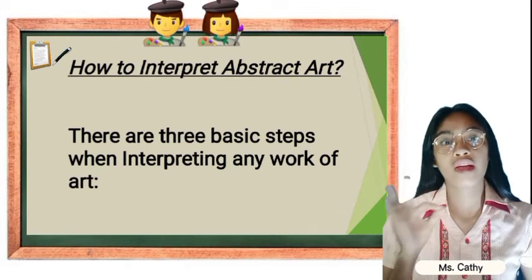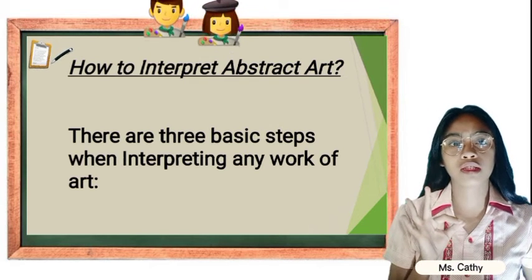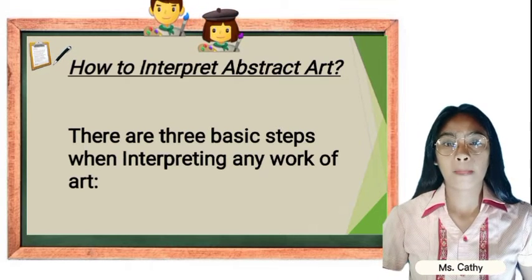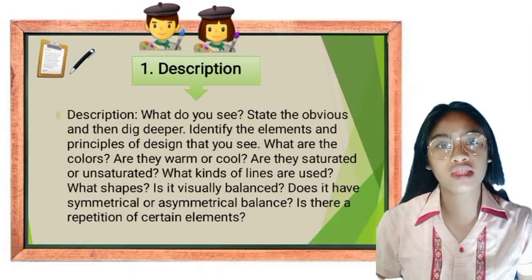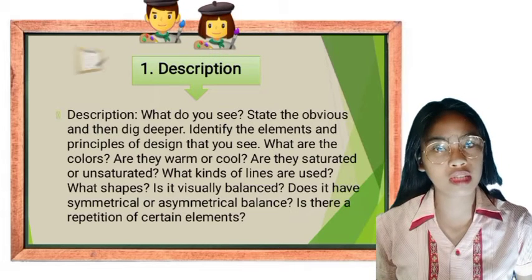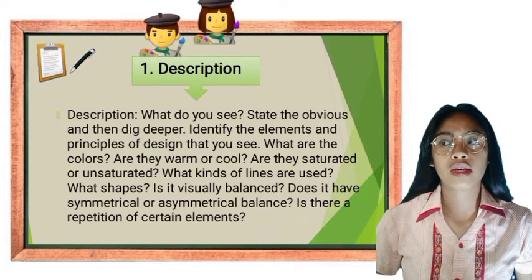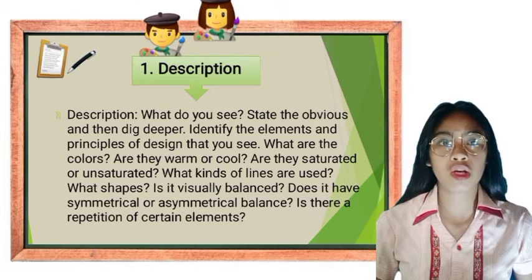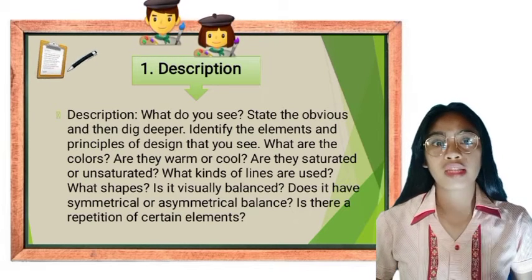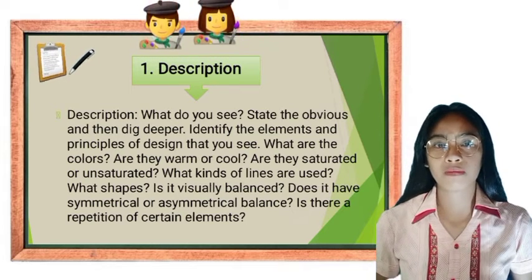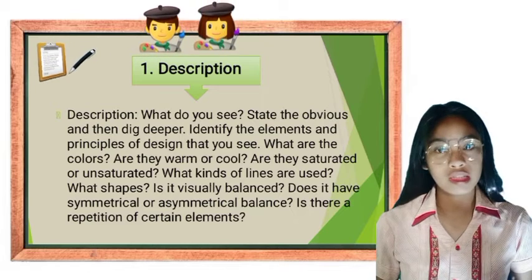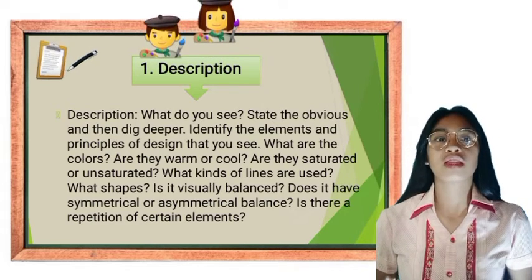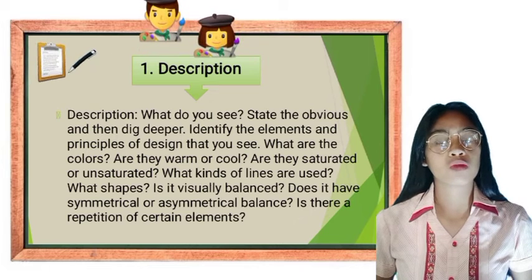There are 3 basic steps when interpreting any work of art. First, the description. So what is description? In this step, we will ask ourselves, what do you see? State the obvious and then dig deeper. Identify the elements and principles of design that you see.